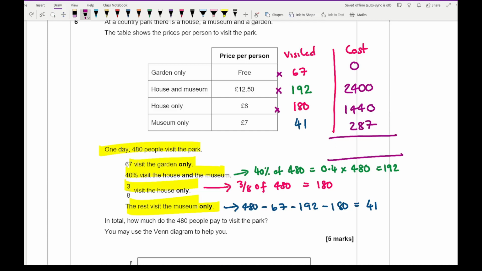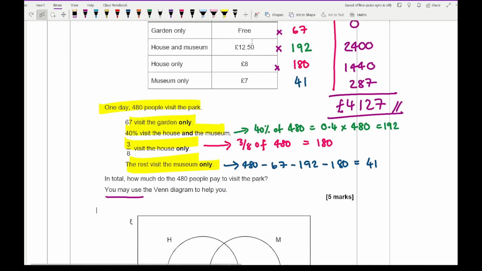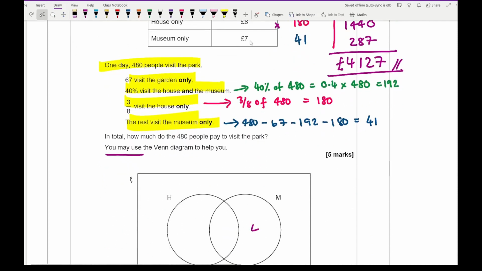So if I work out the total by adding those three costs together, I should end up with a total cost of 4,127, and there we go. Now they do provide you with a Venn diagram, but it says you may use it, so if you do use it, great. If you don't, it's not a problem. But what you should find is that the numbers I've written in the visited column should go in there. So this should be 41, this will be 180, this will be 192.